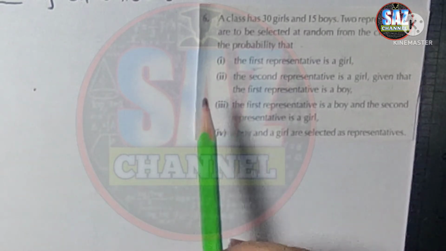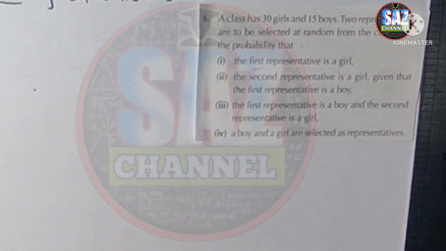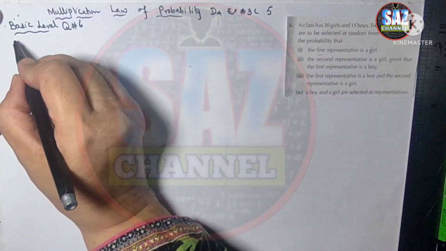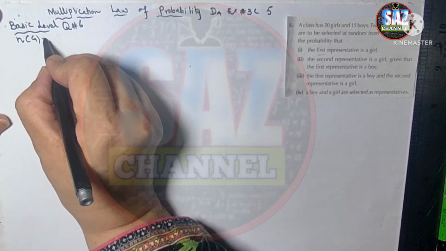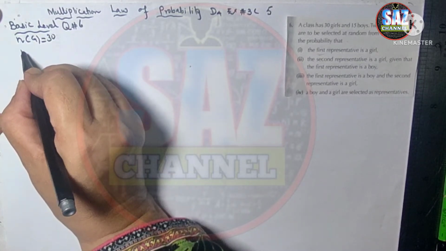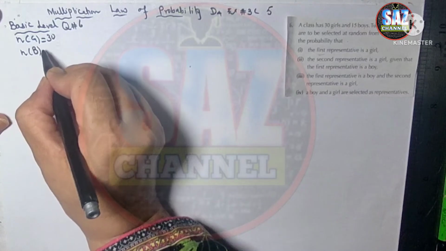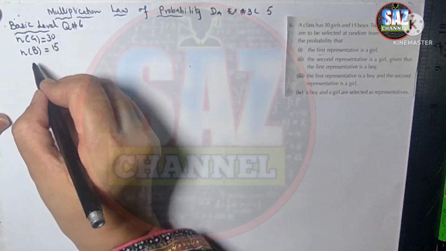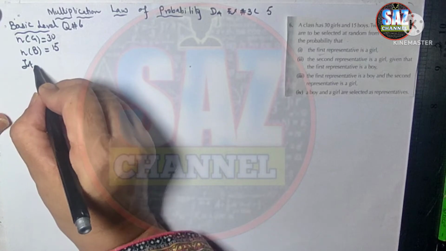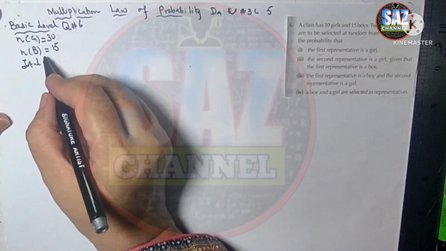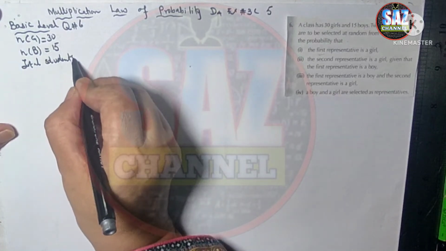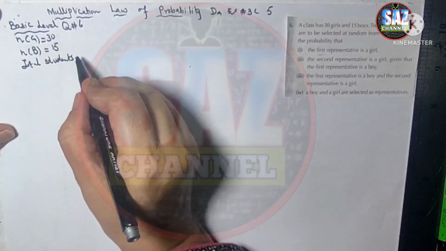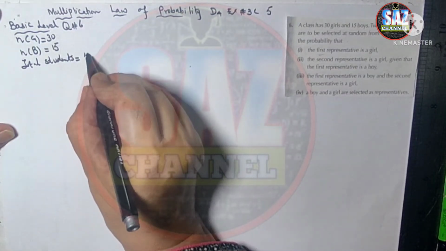So let's try to solve the question, and let me write the small data here. A class has 30 girls. n stands for number: the number of girls is 30 and the number of boys is 15, and the total students is 5 plus 0 is 5, and 45. How many total students are there, and why are we finding the total? This is also important.